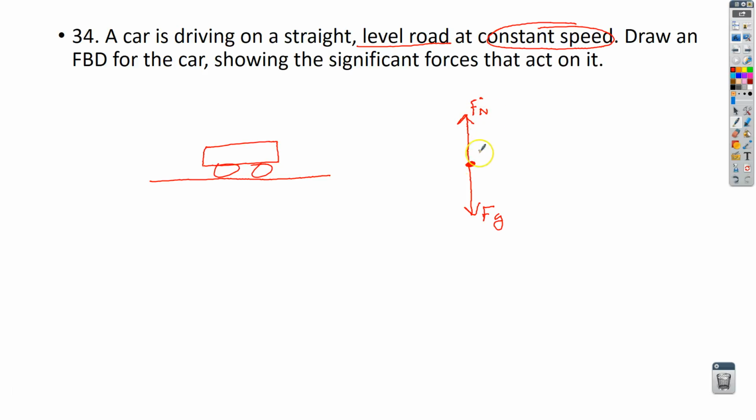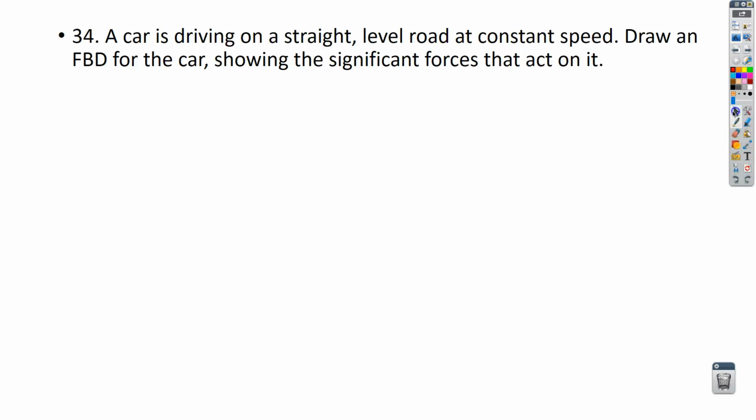so that is Fn. Pointing to the right here would have to be the force of the engine. So it'd be kind of like that thrust force we talked about in class. And then pointing backwards would be the force of friction of the tires on the road. So that would be all of the forces that are acting on that car, and that's number 34.